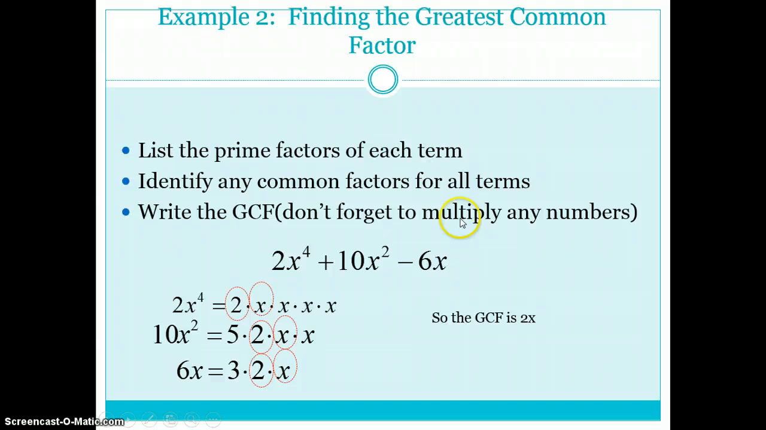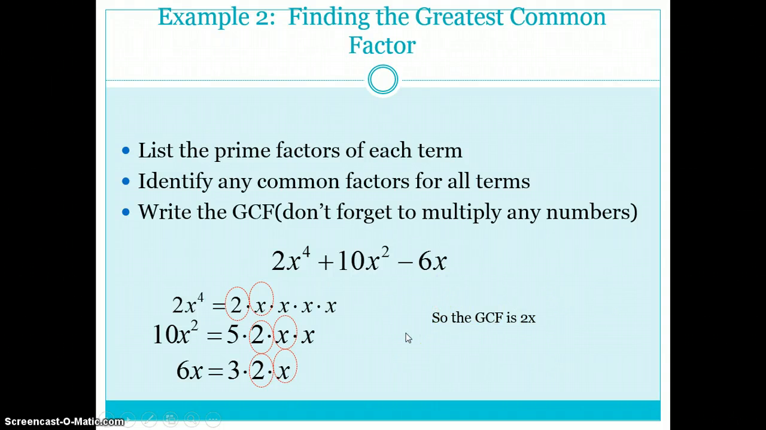Don't forget to multiply any numbers. If every term also had a 3, then I would have to do 2 times 3 times x, which is 6x. But that is not the case here. They only have a 2 and an x in common, so the GCF is 2x. That's as far as I want to get today, just telling me the GCF.